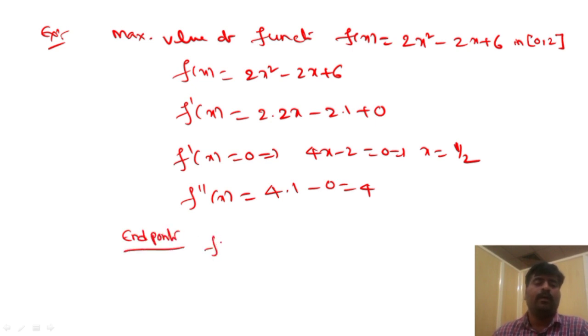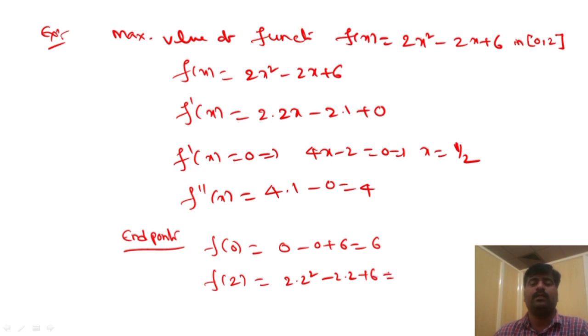End points. f of 0 is 0 minus 0 plus 6, which is 6. f of 2 is 2 into 2 squared minus 2 into 2 plus 6. So how much is it? 4 2s are 8, minus 4, plus 6. This is 10. So the maximum value is 10. Okay, so likewise we have to go for the other questions.